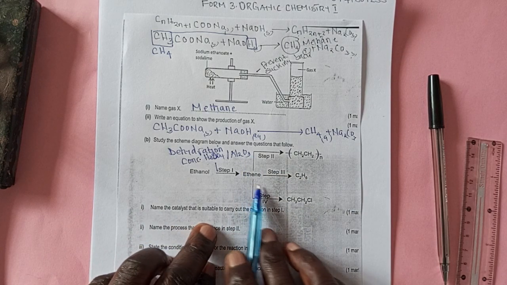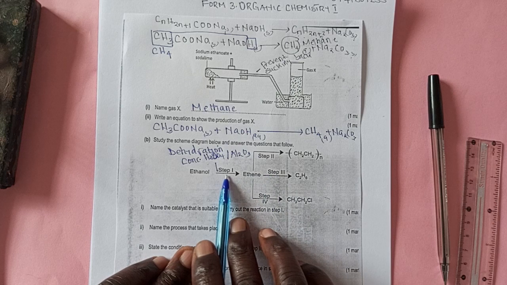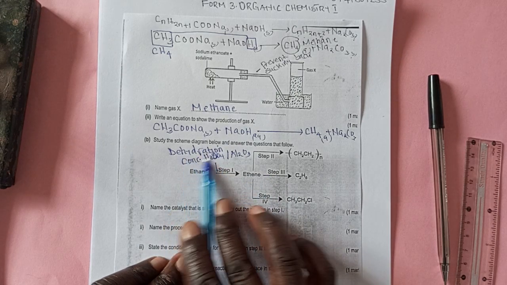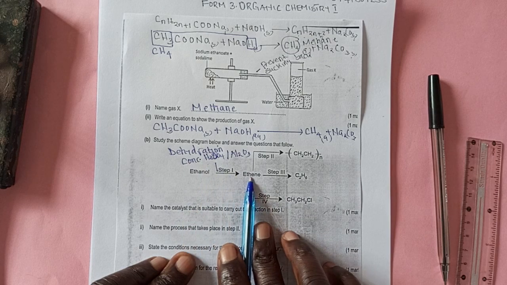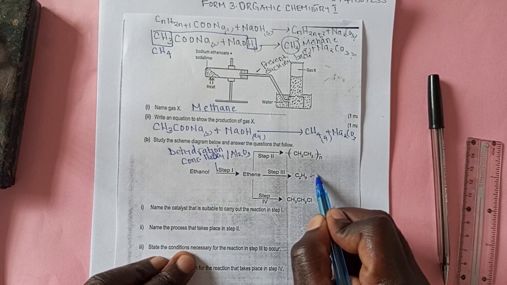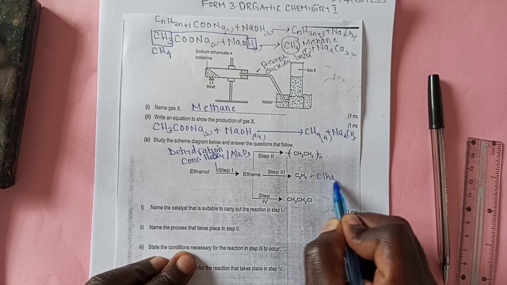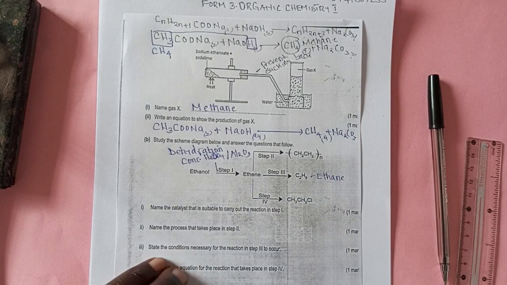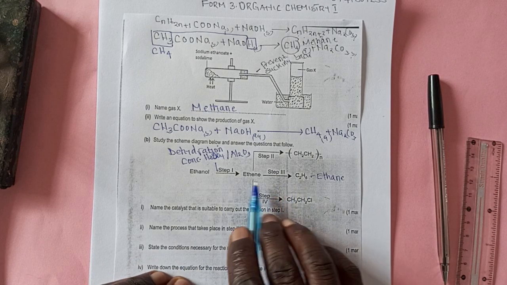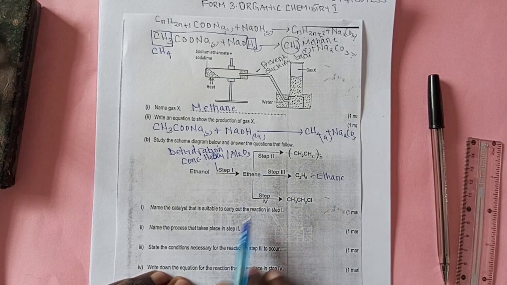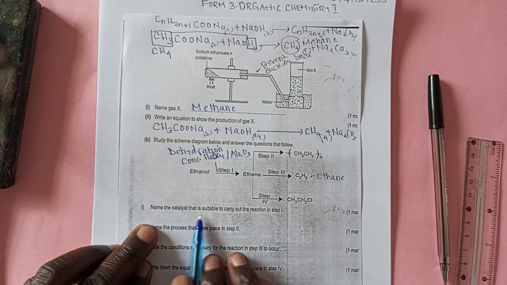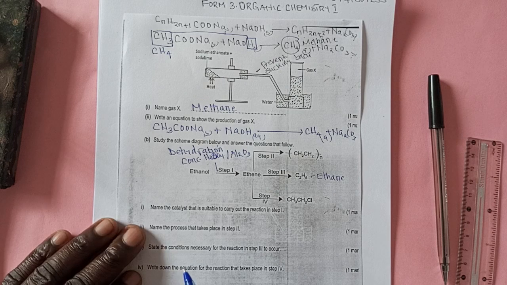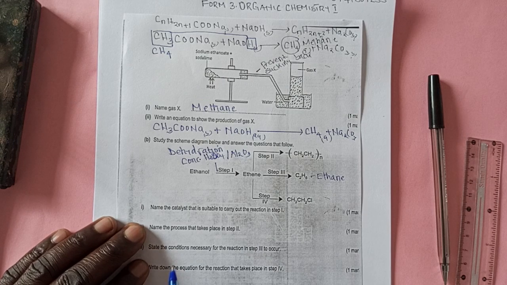Step one, ethanol to ethene. The process is dehydration. Then ethene to ethane is hydrogenation. Name the catalyst that is suitable to carry out the reaction in step one. The catalyst which is suitable here is aluminium oxide.